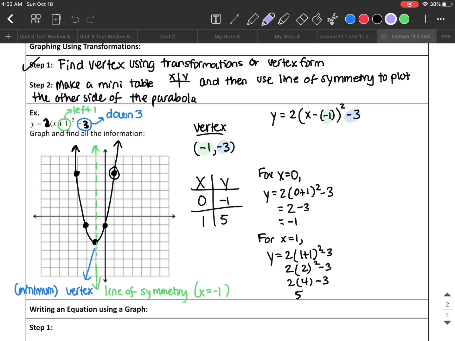Last thing I want to talk about is the domain and range of this thing. So the domain, all my x values that are included, that's negative infinity is the lowest x value to positive infinity is the highest x value.